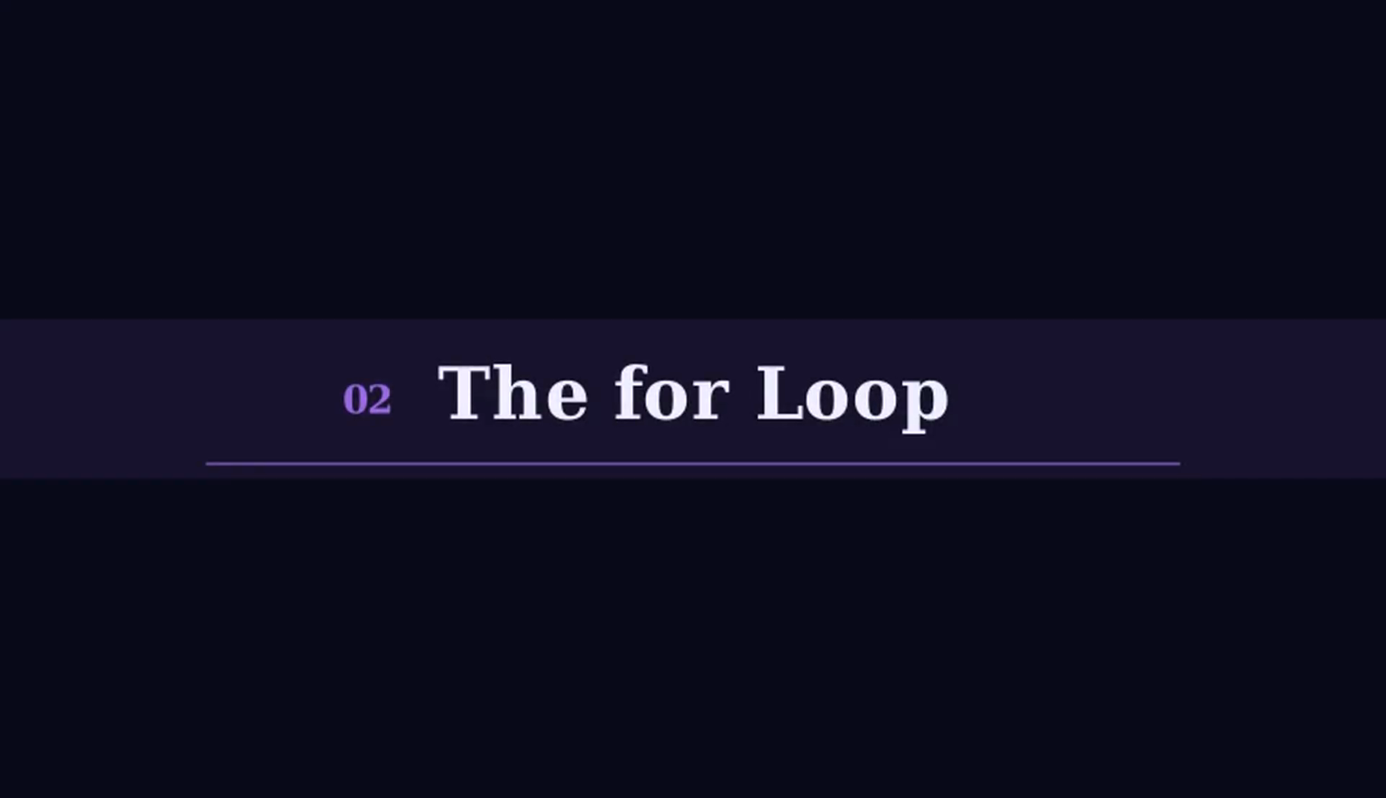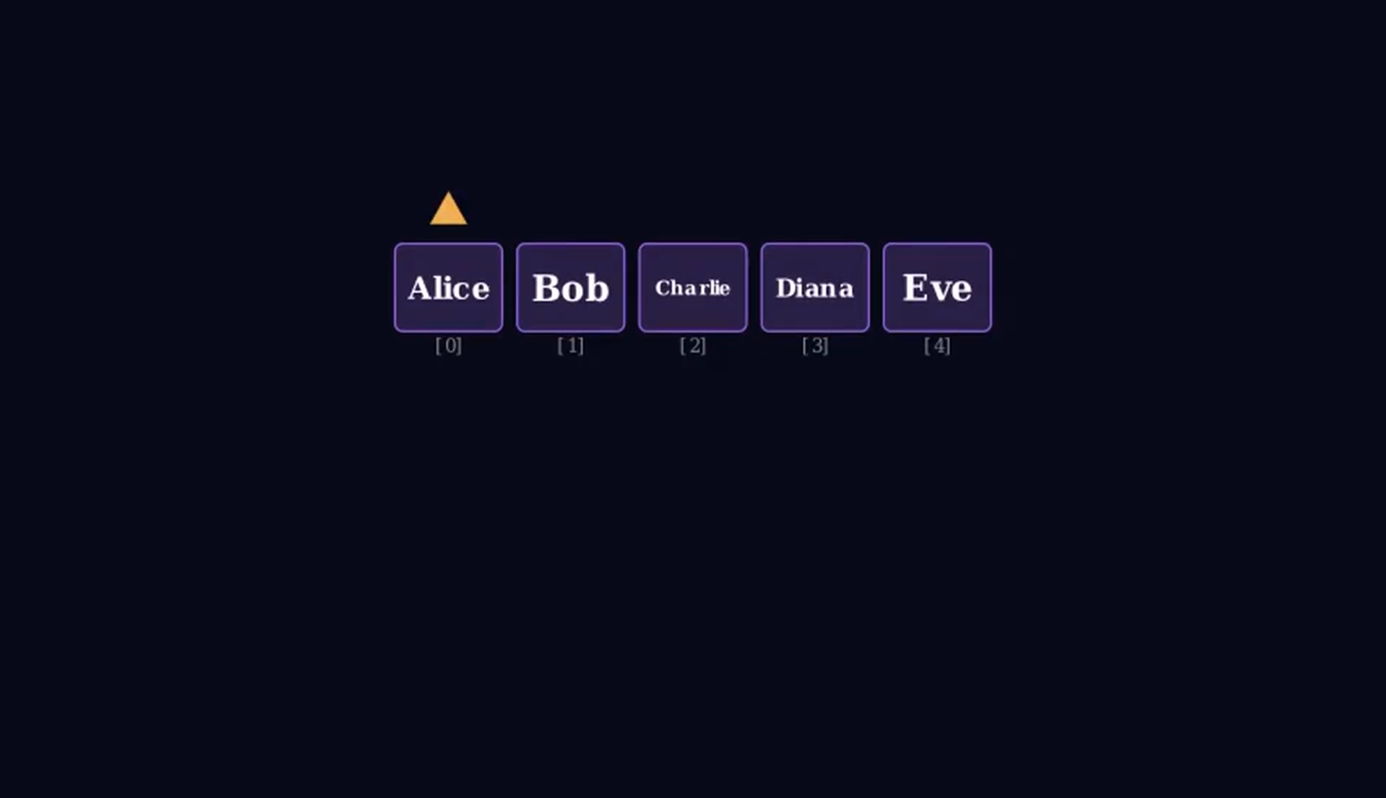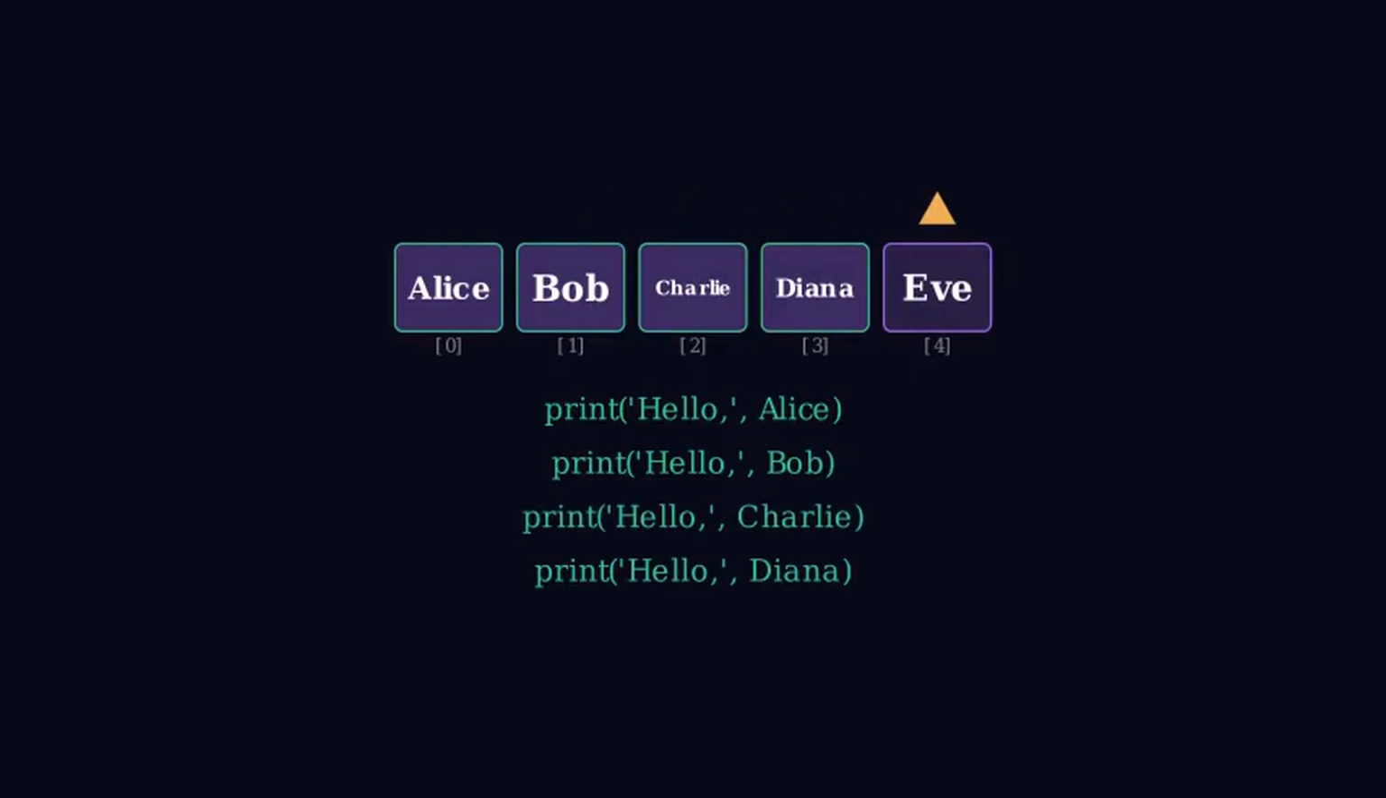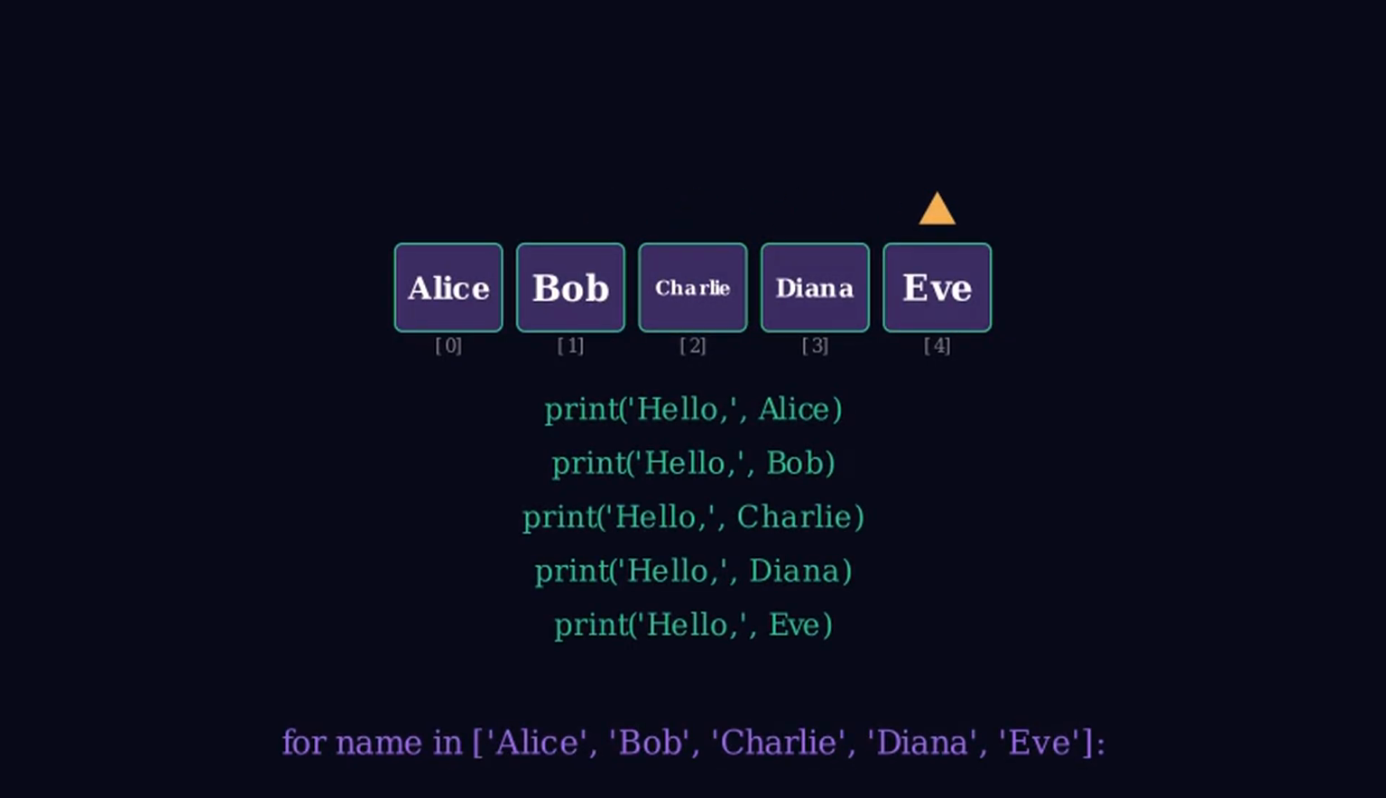Let us see how the for loop solves this beautifully. Here is the for loop in action. The loop goes through a list of names one by one. Automatically. On the first round, name equals Alice. And the print line runs with Alice. Then name becomes Bob and print runs again. This continues automatically until every item in the list has been visited. The same body of code runs 5 times. But we only wrote it once. That is the magic of loops.